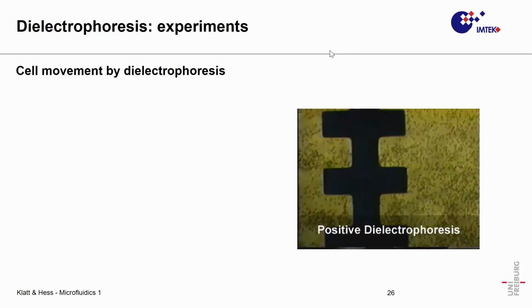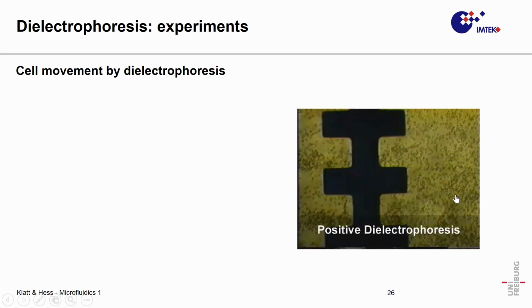In this last video, we are going to give you an introduction into dielectrophoresis. And as a motivation, you can have a closer look at the video on the right-hand side. So the black parts are electrodes, and the little particles that you see within the liquid, those are cells.